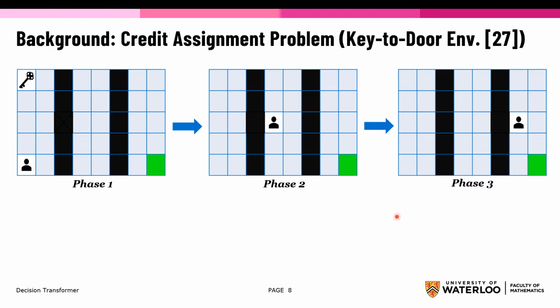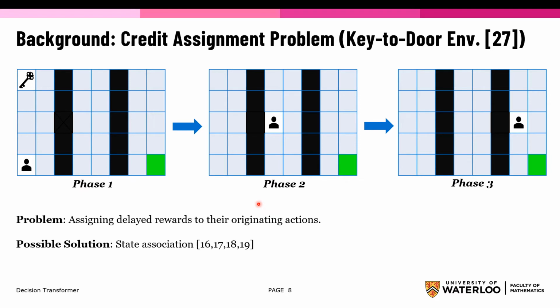This is quite challenging because we need a way to propagate the final reward that the agent takes in the final phase to the action that they did at the start of the trajectory in the first phase, while actually ignoring all of these distracting states and actions that were done in the second phase. A possible solution in the literature would be associating the reward we get with specific important states, with something called state association. But in general, this problem still remains quite challenging for most existing RL algorithms out there.